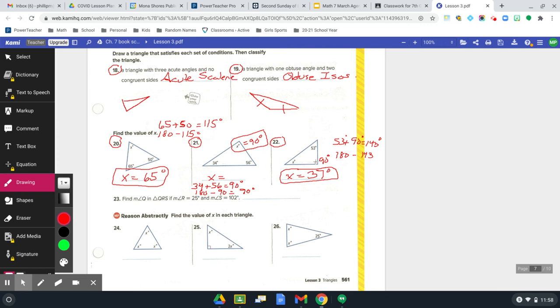Don't forget, when you have the box in the corner of that triangle, you know it's 90, right? That's the measure you use. So you take 90 plus 53, you get 143 degrees. So when you subtract from 180 and find that small acute angle in the bottom left, you should have 37 degrees there.